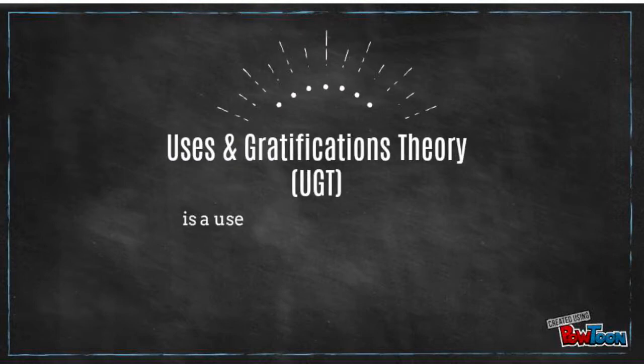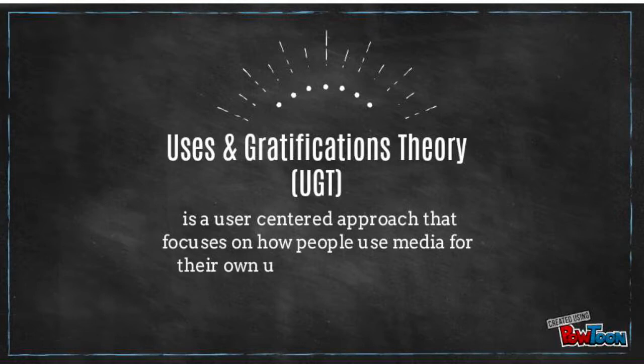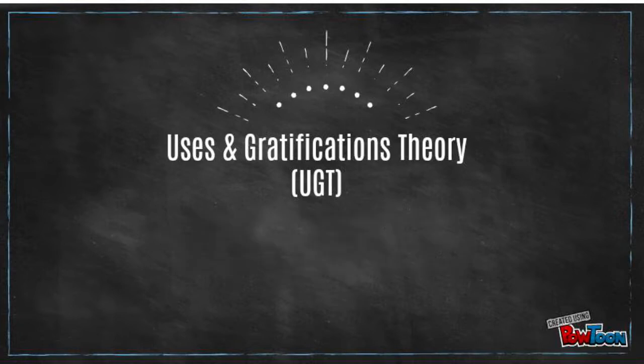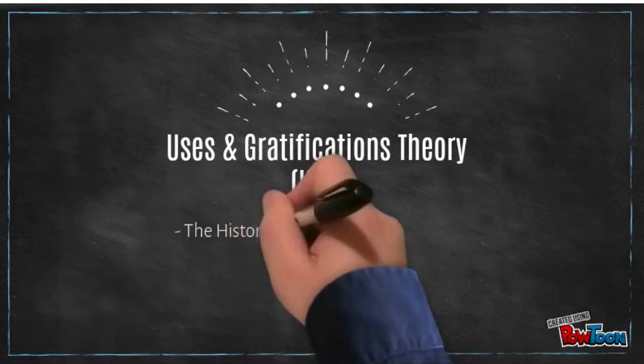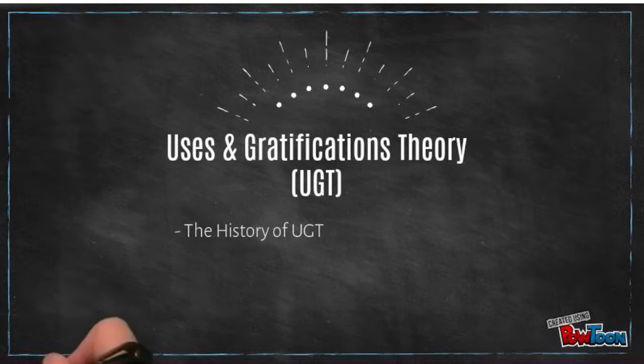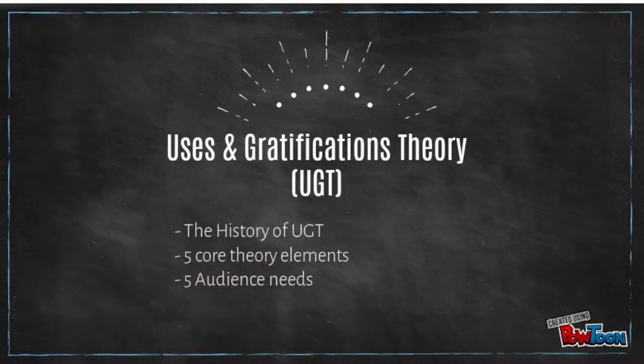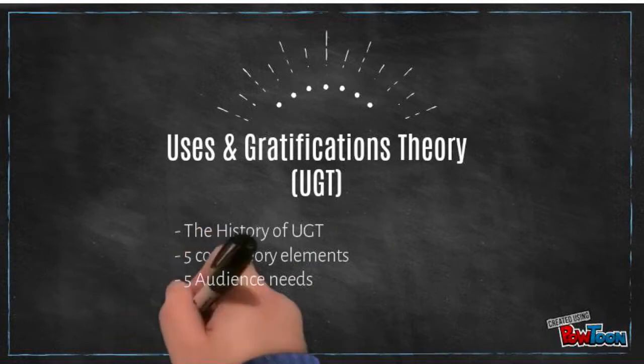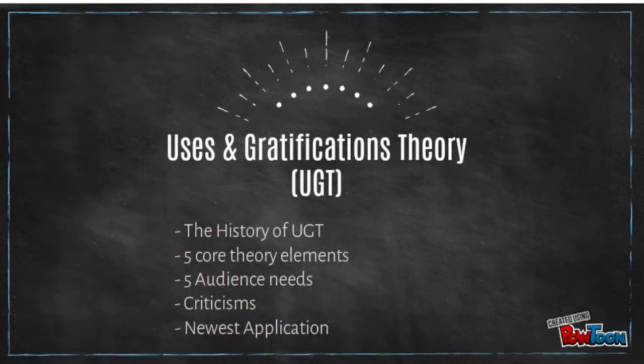The uses and gratifications theory is a user-centered approach that focuses on how people use media for their own personal uses and gratifications. Today we will be covering the mass communication theory of uses and gratifications. In this video, we will be highlighting a couple of things: the history of uses and gratifications theory, the 5 core theory elements, the 5 needs of audiences, criticisms and new application of the theory.